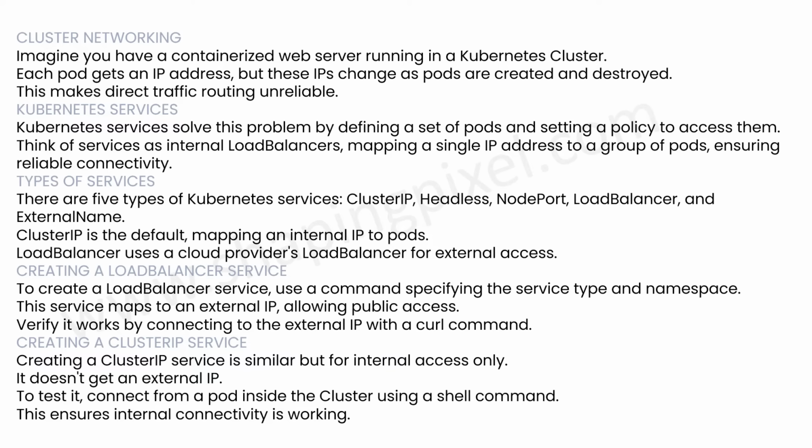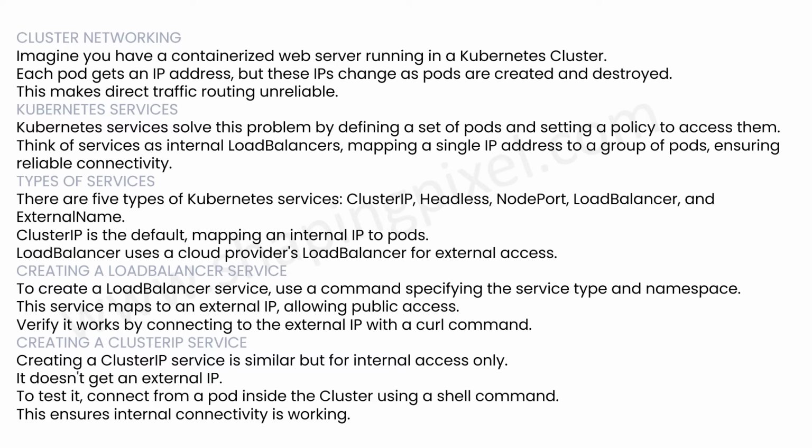There are five types of Kubernetes services: ClusterIP, headless, NodePort, LoadBalancer, and ExternalName. ClusterIP is the default, mapping an internal IP to pods. LoadBalancer uses a cloud provider's load balancer for external access.